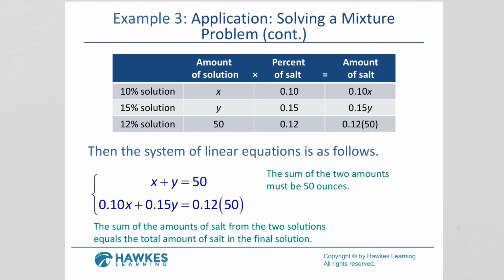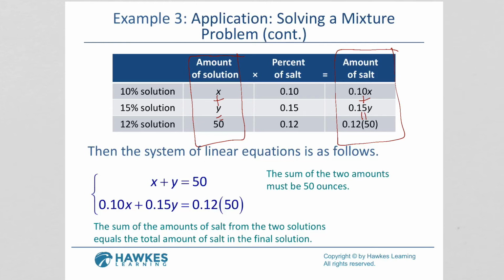To get the values in the last column, we just multiply. X times 0.10 is 0.10x. Y times 0.15 is 0.15y. And then 50 times 0.12 is 0.12 times 50. The two equations that we're going to write are, for the amount of solution, x plus y equals 50. And then for the amount of salt, 0.10x plus 0.15y equals 0.12 times 50.